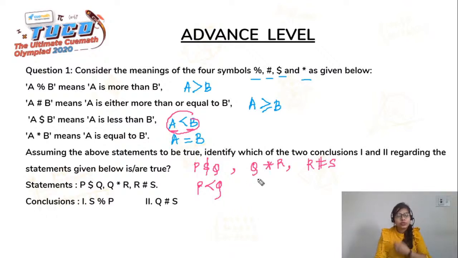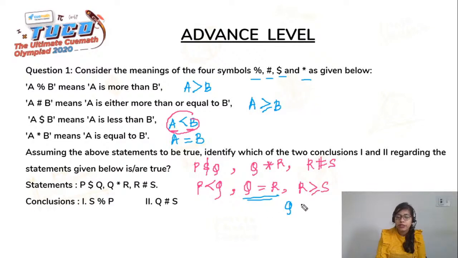Okay. Now Q star R. Star is basically A is equal to B. So I could say Q is equal to R. And R hash S basically means that A is either more than or equal to B. So R is either more than or equal to S. So these are the 3 conditions which we have. Now from here, carefully notice, if Q is equal to R and if R is greater than or equal to S, so definitely I could infer from here that Q is also greater than or equal to S. Yes or no?